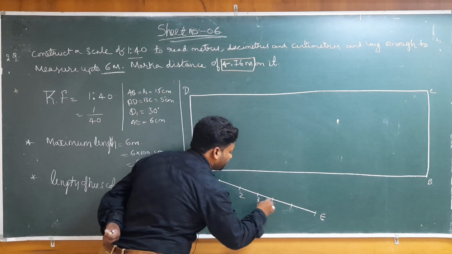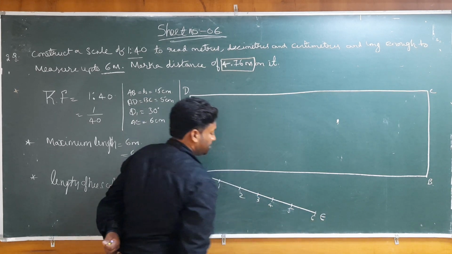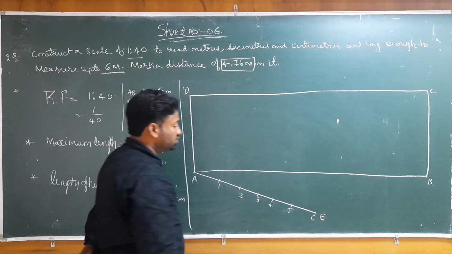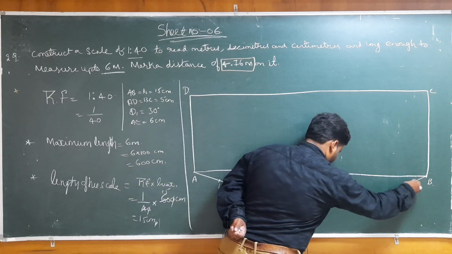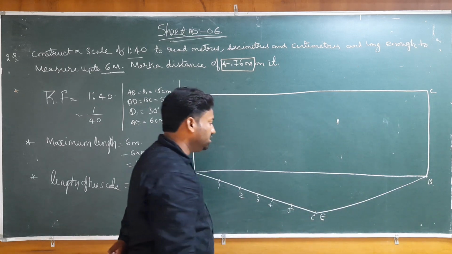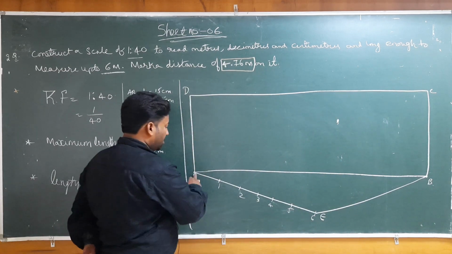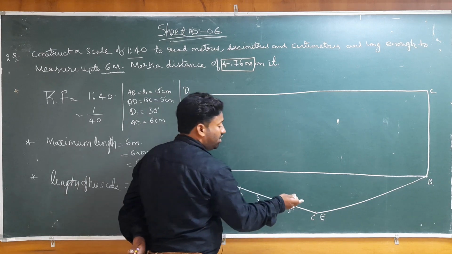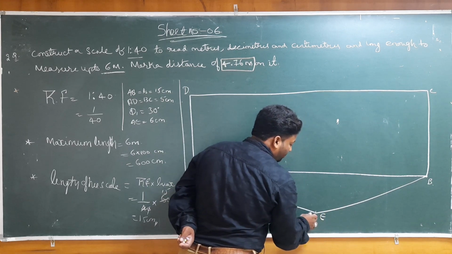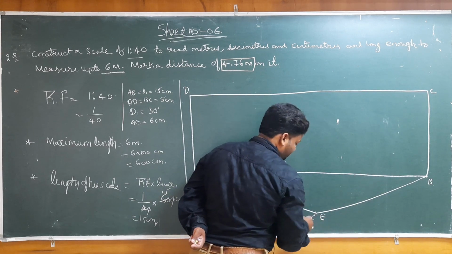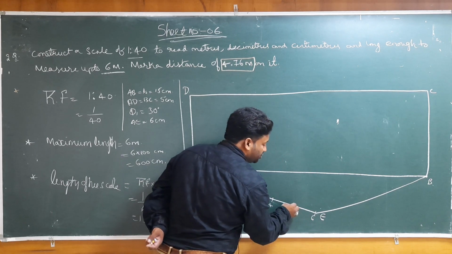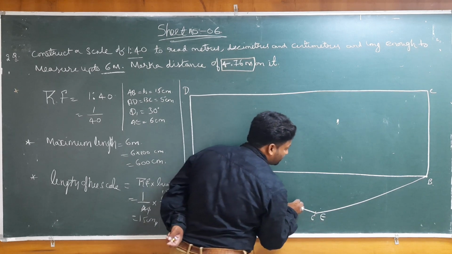Points 1, 2, 3, 4, 5 and 6. My point 6 is E only. Now I have to join B to E. To get equal divisions on AB, I have to draw lines parallel to EB. EB is the inclined line, so I draw another line from point 5 that is exactly parallel to EB, like this.